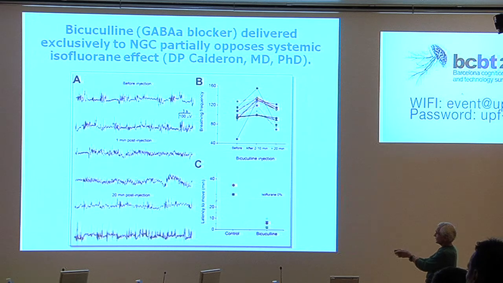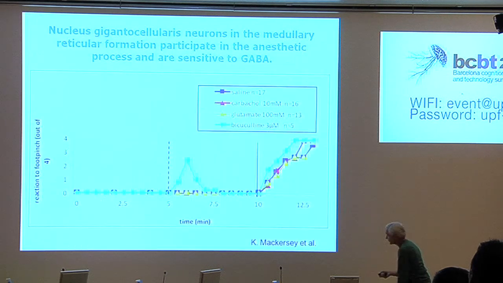And here we have the sleepy EEG again. Here's the recovery. Behaviorally as well. This is respiratory rate. The respiratory rate goes up when we put the blocker just into NGC. And here's the recovery. And here is the latency to movement, lower latency to movement after we block GABA receptors. And the most primitive experiment was actually the first one.